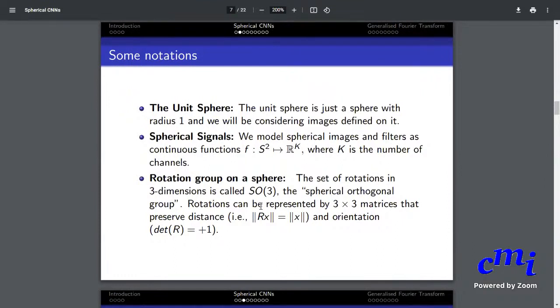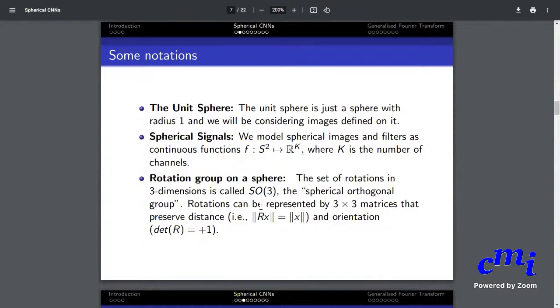The first one is the unit sphere. It's nothing but a sphere with radius 1, and we will be considering images defined on it. The next would be spherical signals. We model spherical signals and filters as continuous functions. So it would be essentially a mapping from S2 to R^K, where K would be the number of channels.